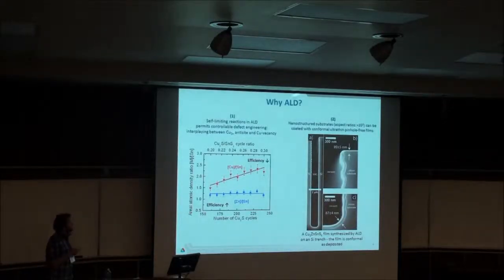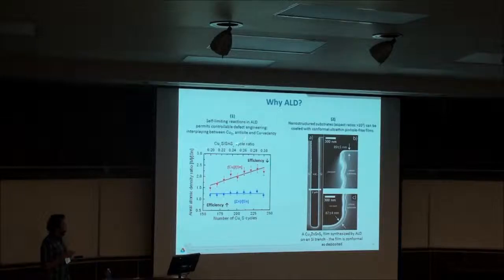Then the next question: why again do we need atomic layer deposition here? There are several answers. The first is of fundamental interest, because as was mentioned today, the best performance shown by CZTS solar cells is from those which are zinc enriched and copper deficient.